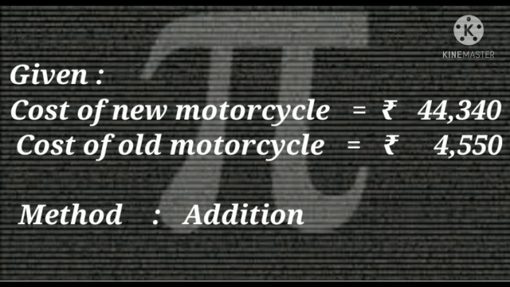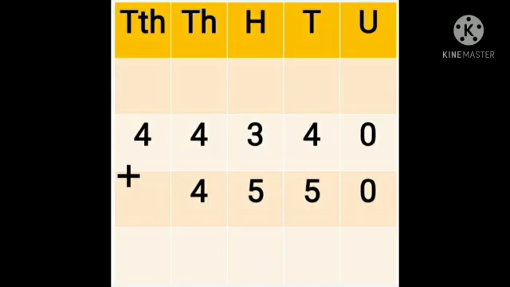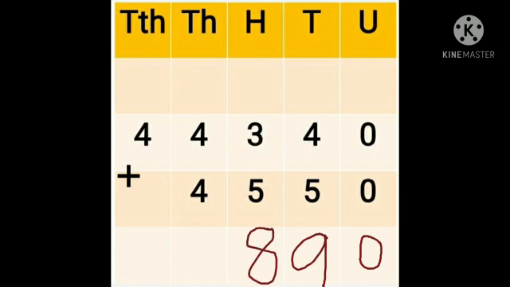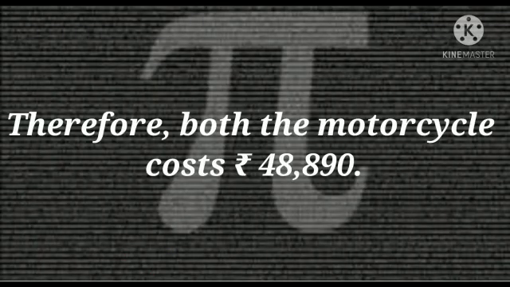The numbers we will arrange according to the place value. Starting from the units, 0 plus 0, the answer is 0. 4 plus 5, we get 9. 3 plus 5, we get 8. 4 plus 4, we get 8. 4 plus nothing, we will get 4. Therefore, both the motorcycles cost rupees 48,890. Now students, with the same information, we will frame a subtraction problem.